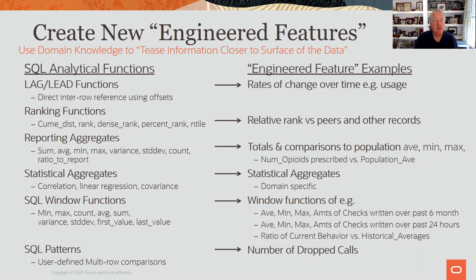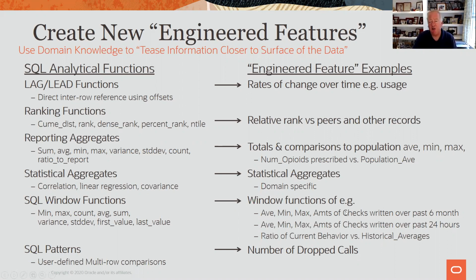And you may have things like lead lag functions that you're using to create rates of change over time for the usage. Ranking functions, rank their relative rank versus their peers in other records. So you're in the top of users of water, but the bottom users of heat. I don't know what, things that stand out.